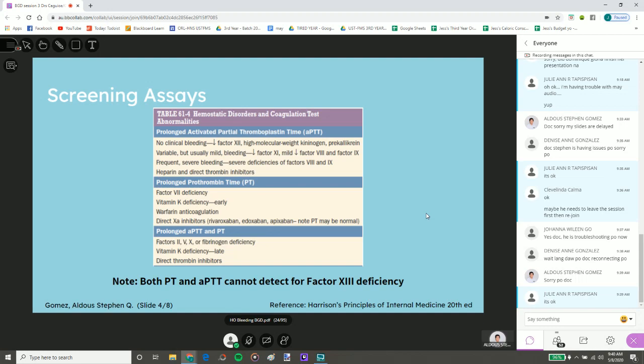So we have here a diagram from Parsons which explains the usage of PT and APTT. As you can see in the green, the PT assesses for the extrinsic pathway. Moving on.